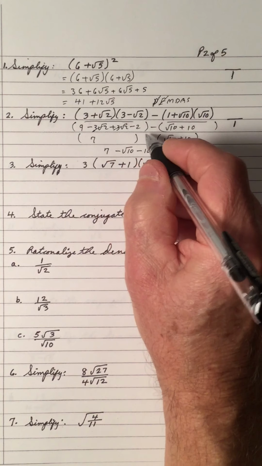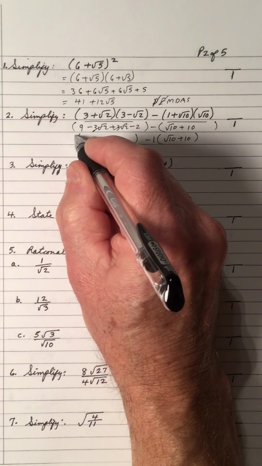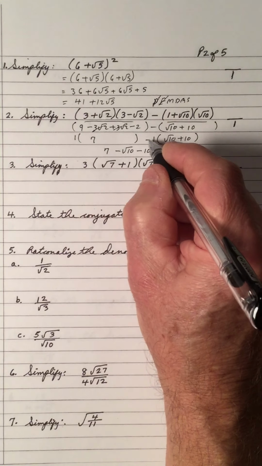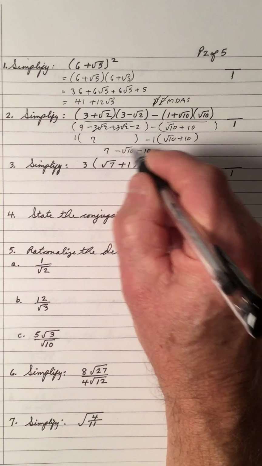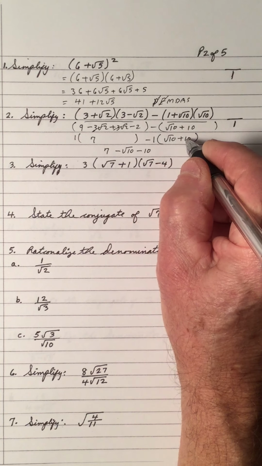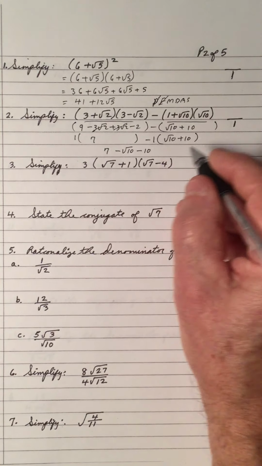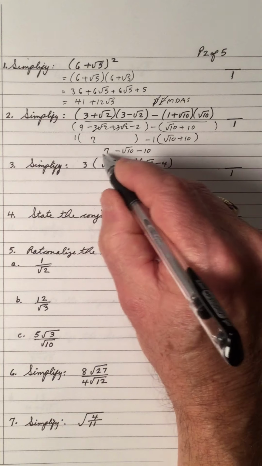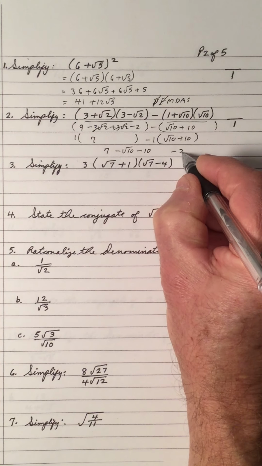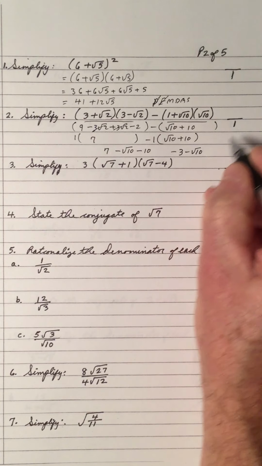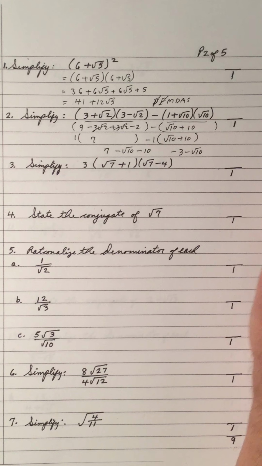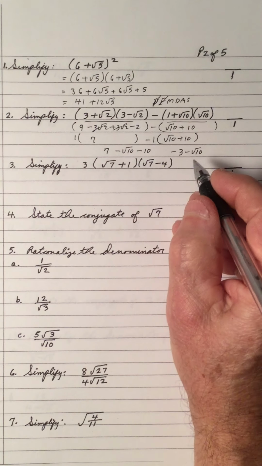And remember, that's the same as putting a 1 there and a 1 there. 1 times 7 is 7. Negative 1 times root 10 is negative root 10. Negative 1 times 10 is negative 10. Remember, when you subtract, you're adding on the opposite. And to simplify that, 7 and negative 10 is a negative 3, subtract root 10. Give yourself a mark.